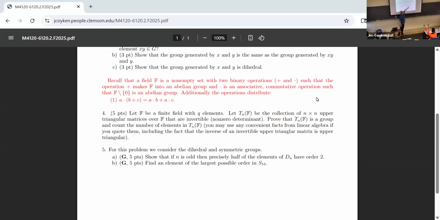You know this notation. This is the symmetric group on 15 elements instead of 3 that we did last time. So it's the number of bijections from the set of 15 numbers to itself. So it's got 15 factorial elements, big group. Find an element of the largest possible order in S_15. So that's just kind of for extra credit.